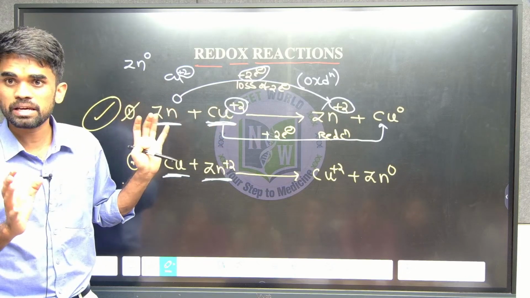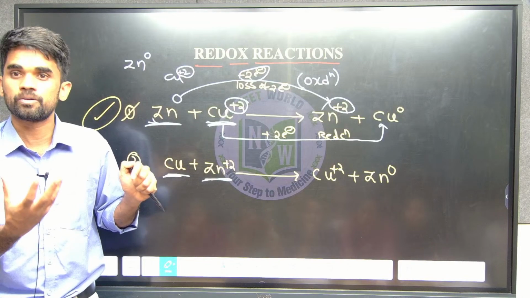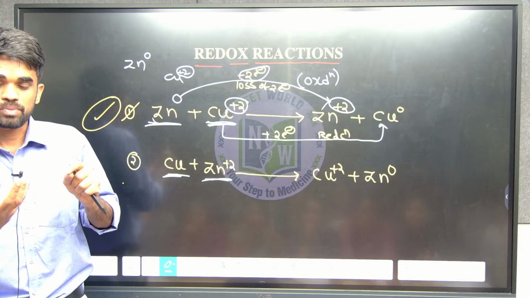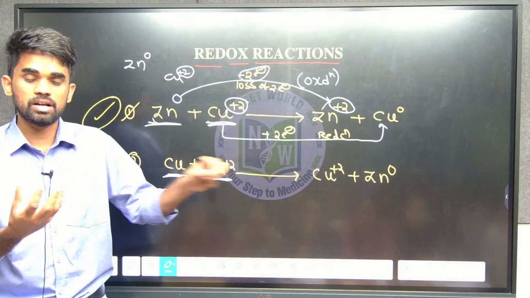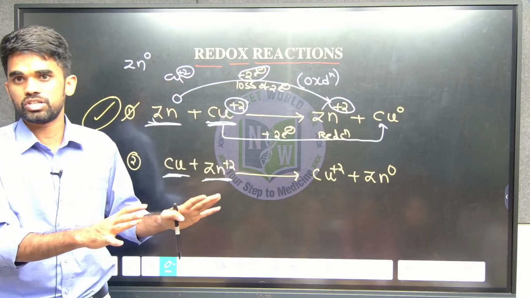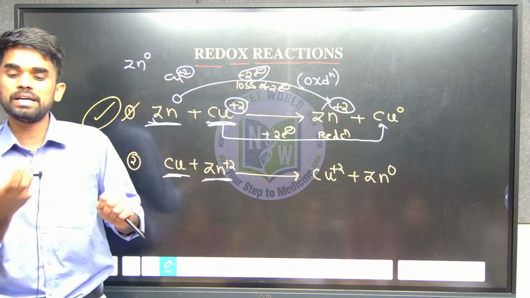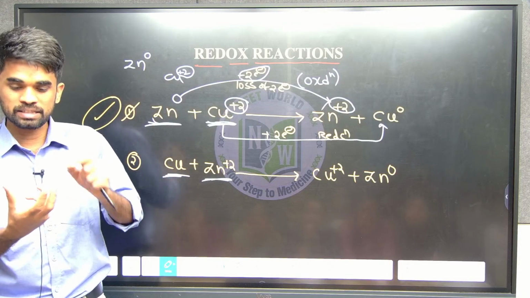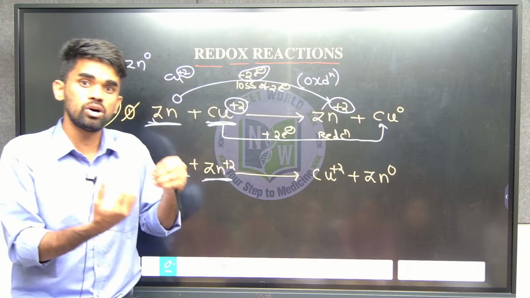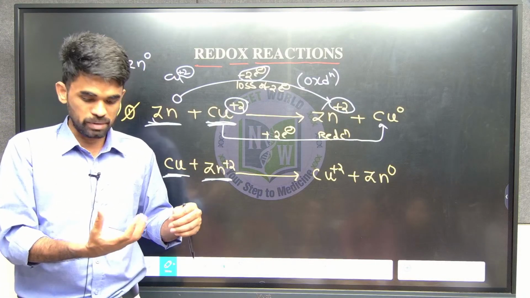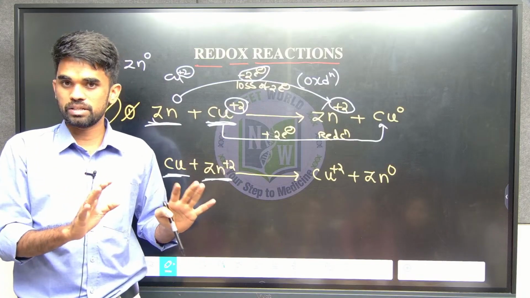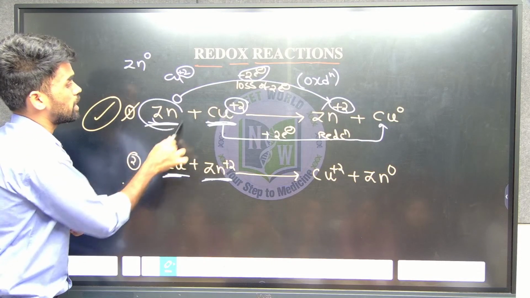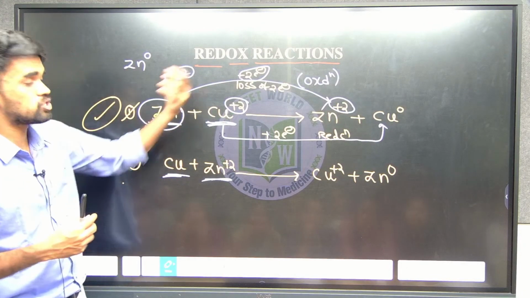Is this clear what I am saying? If I say oxidation potential is more for an element, what does it mean? That element will have more tendency to lose the electron, more tendency to undergo oxidation. Now I am saying an element has more reduction potential. It means that element has more ability to undergo reduction, and reduction means gaining of electrons. Is this clear? So here zinc has more tendency to undergo oxidation.